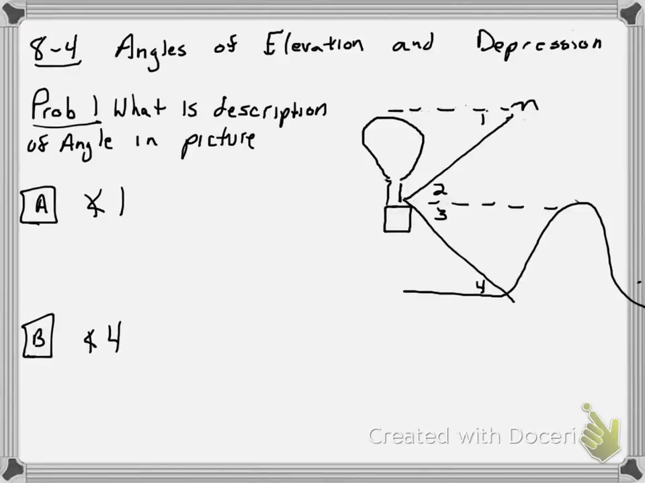8.4 about angles of elevation and depression. Problem 1 talks about having the description of the angle in this picture. Again, I apologize for my drawing, but that's a hot air balloon, that's a mountain on the right, and this little V-looking thing is a bird. I know, fantastic drawing. That's why I got A's in art all the time.